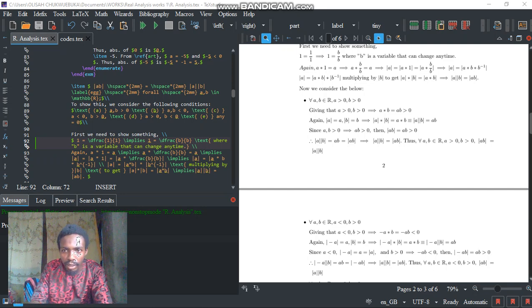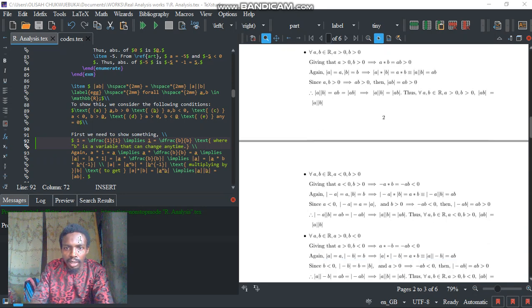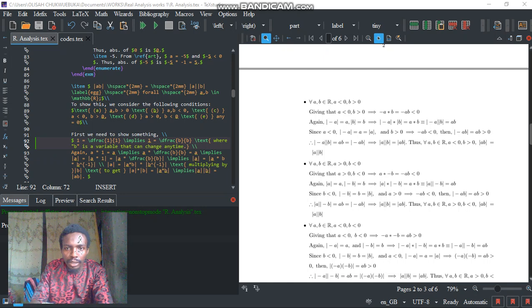Now, since we have considered this case, we can say for all A, B in R, when A is greater than 0 and B is greater than 0, that absolute value of AB is equal to the absolute value of A, absolute value of B. So we go to the second case to consider, when A is less than 0, B is greater than 0.